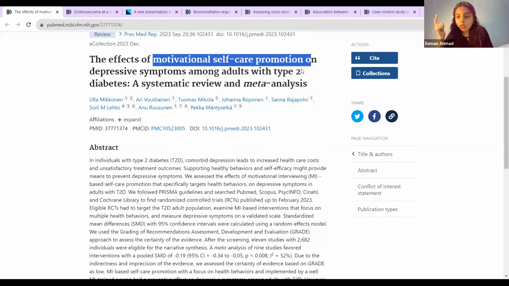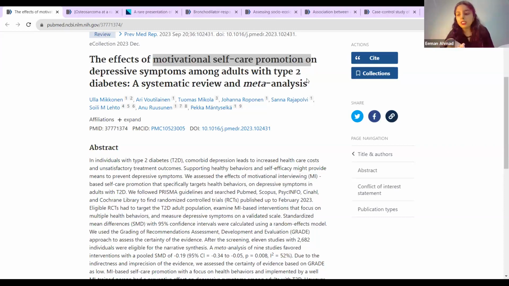In the control you can't just include all adults, right? So Saad has summarized it. Yes, adults with type 2 diabetes without the intervention. And what would be the outcome? The outcome would be depressive symptoms, whether or not they've decreased, okay? So that is it for meta-analysis.